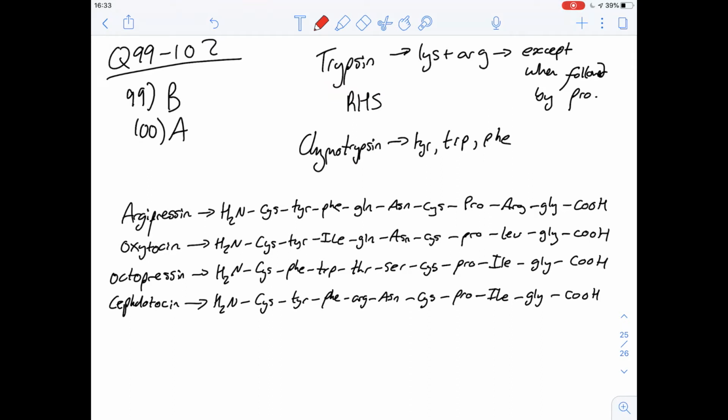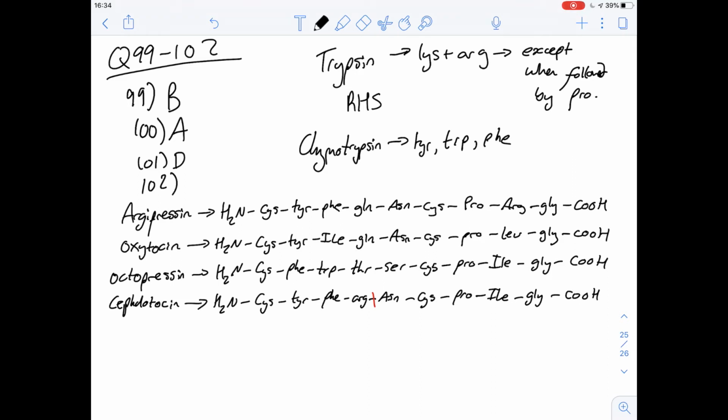Okay, and then now moving on to 101, it says, what are the products when the cleavage of nonapeptide cephalotocin is facilitated by trypsin? So trypsin, obviously, we're going to be looking for lysine and arginine, and it's the bottom one we're dealing with. So we've got arginine here, and there's no lysine, and it's not followed by proline, so we know that's correct. So what does that leave us with? On the left-hand side, we've got 4 amino acids, and on the right hand side we've got 5 amino acids in the chain. That would be a tetrapeptide and a pentapeptide. So that gives us an answer for 101 of D.